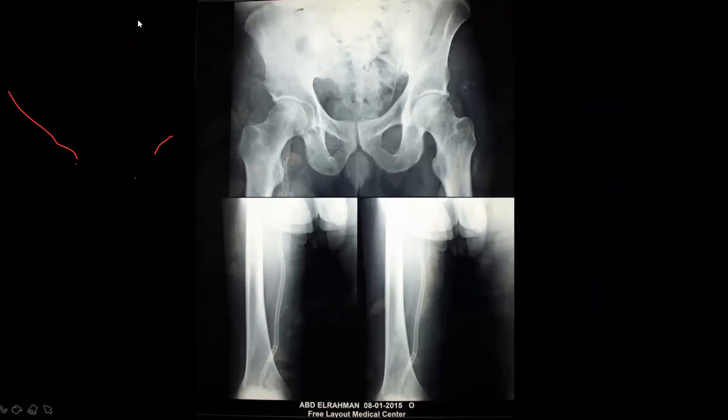Here, this is a plain film showing a stent all along the superficial femoral artery on the right side. Is it just one stent? Is it only the superficial femoral? No, let me mark it.